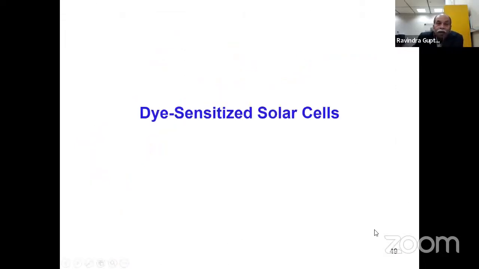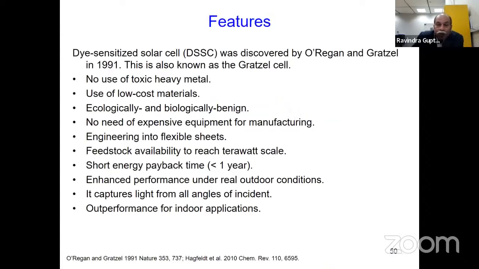And then I will talk about the dye-sensitized solar cell. You can see it has so many advantages. It uses no toxic material. It uses low cost materials. It is ecologically as well as biologically benign. No expensive equipment for manufacturing, engineering into flexible shapes, short payback time.